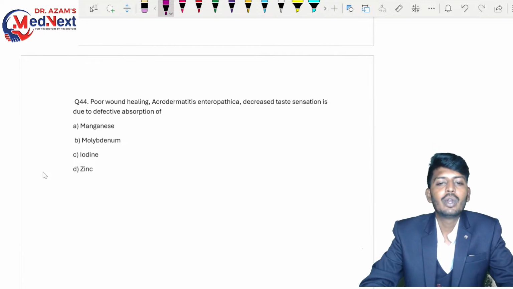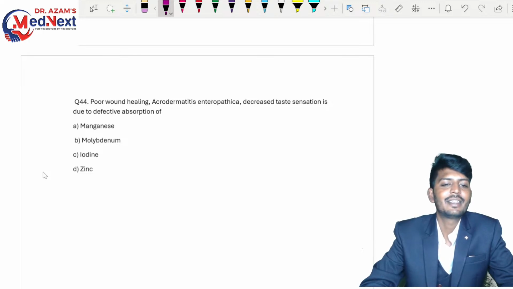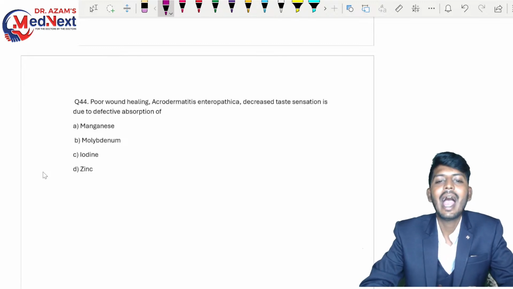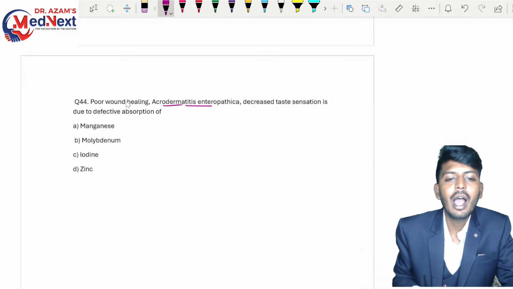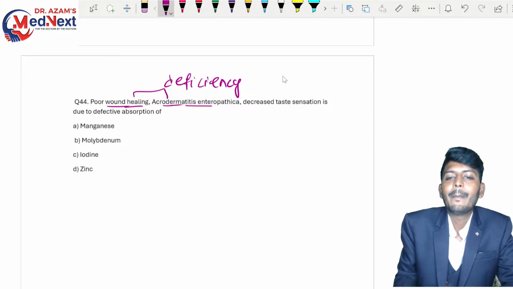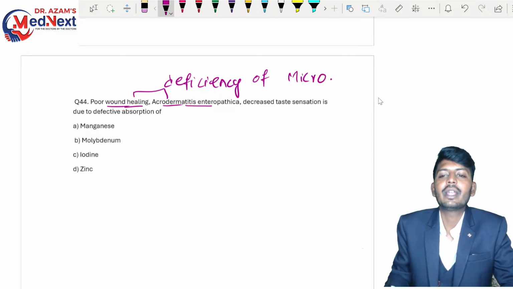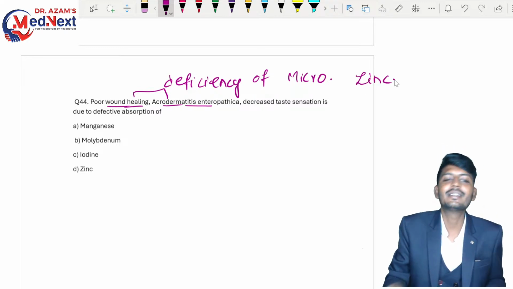Poor wound healing, acrodermatitis enteropathica, decreased taste sensation, due to defective absorption of which of the following? Manganese, molybdenum, iodine, and zinc. Acrodermatitis enteropathica and poor wound healing are the classic deficiency of one mineral, one micronutrient. Come on children, tell me, which one? Zinc, children. Zinc deficiency.